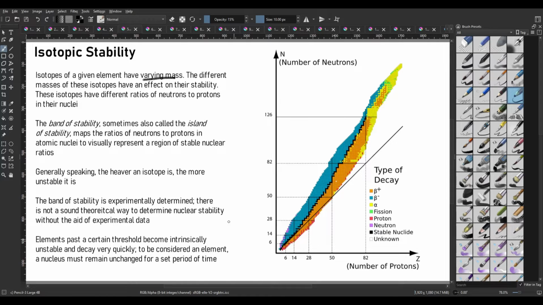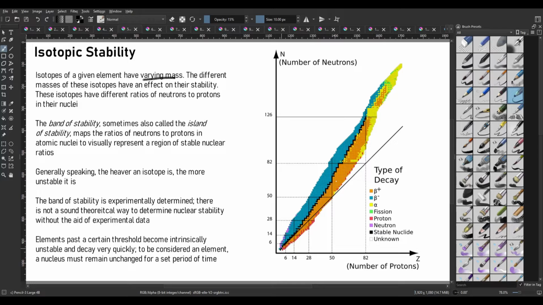And this over here is the band of stability. It's also going to be called the island of stability, and it's going to map the ratios of protons and neutrons in atomic nuclei to visibly represent a region of stable nuclear ratios. And when I say stable, I mean not radioactive.